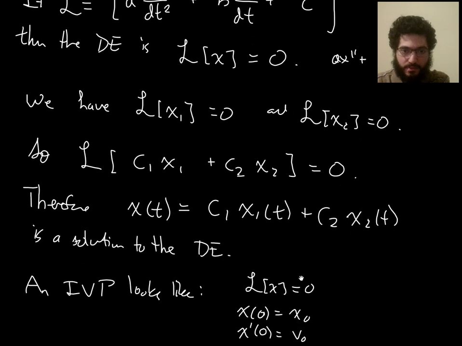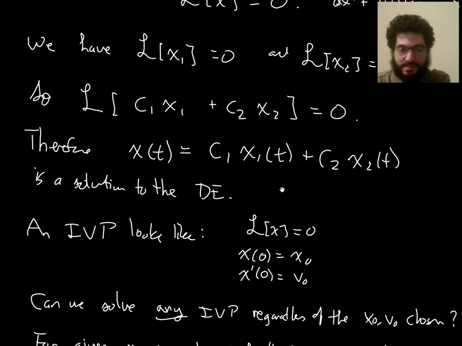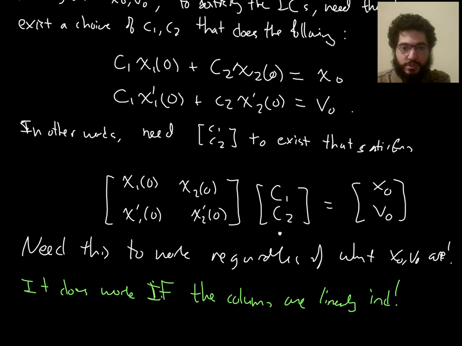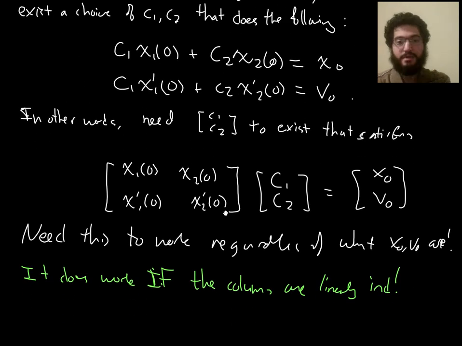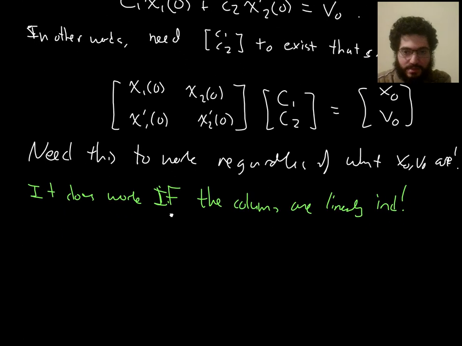Then we decided that any linear combination of our two different solutions is a solution. And then we asked, can that help us with any initial value problem, regardless of what the initial values are? To answer that question, we wound up with this linear algebra setup. We said, yes, it can handle any initial value setup as long as the columns of this matrix are linearly independent. It turns out the columns of this matrix being linearly independent is the same as saying the functions x1 and x2 are linearly independent.